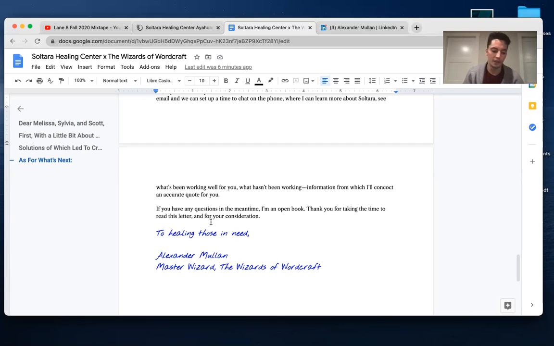And it also makes, in my eyes, a good first entry point to the relationship. So as I said, Melissa, Sylvia, Scott, these people at Saltara, they still don't know me. I still don't know them. So by trading what they do for what I do, we can both get a feel for each other, if we like working with each other. And I get a better idea of what their product actually is, as they do with mine.